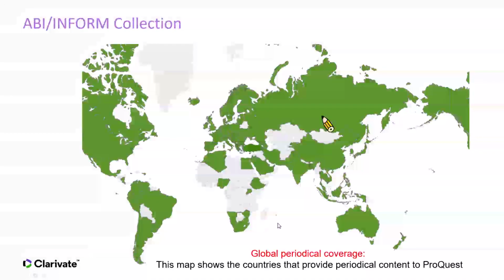ABI/INFORM Collection contains content from all over the world. It's not just the US or the UK or Canada. Not only in English, but also in French and German. Also available in Chinese and Japanese. So it contains content from all over the world in several languages.